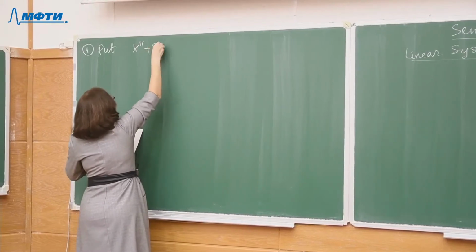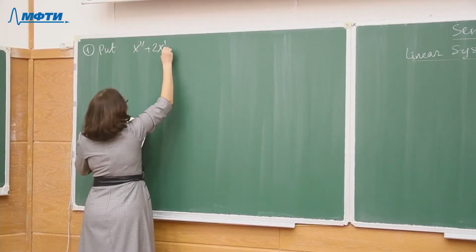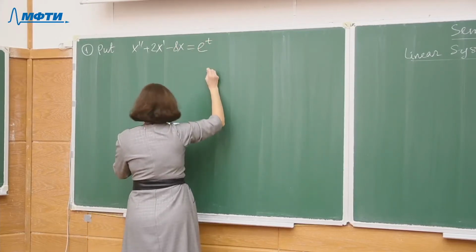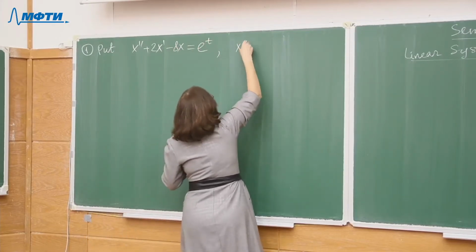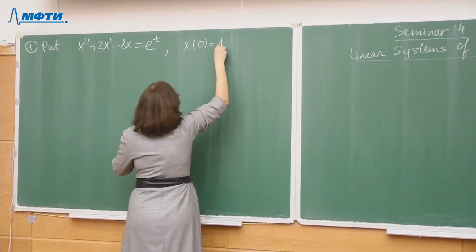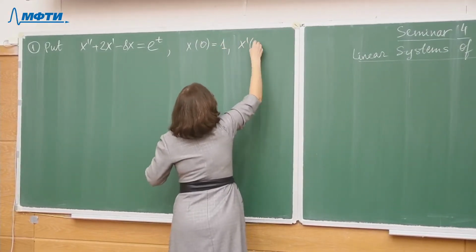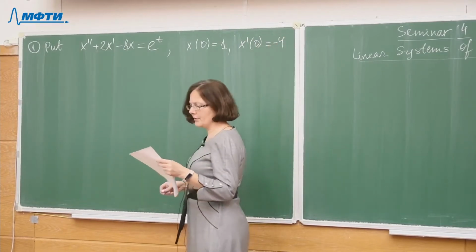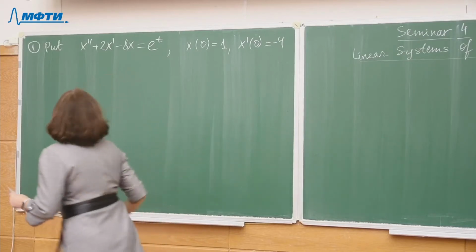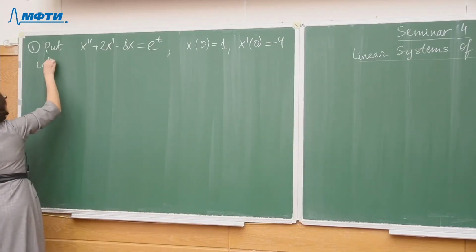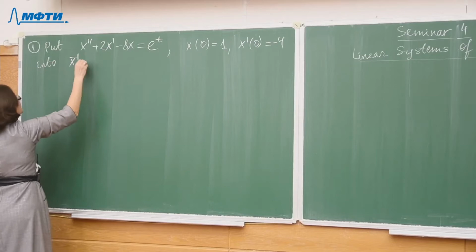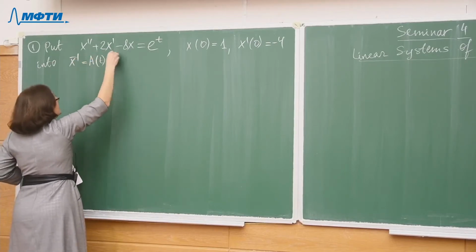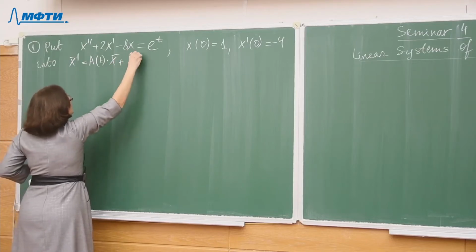Put the initial value problem x double prime plus 2x prime minus 8x equals e to t, x of 0 equals 1, x prime of 0 equals minus 4, into the form of the first order matrix system. So into the form x prime equals A of t times x plus B of t.